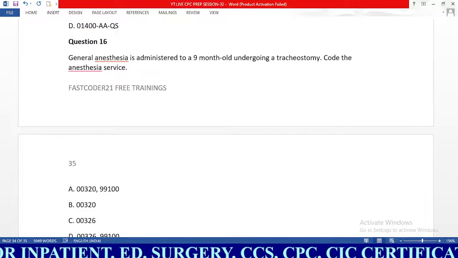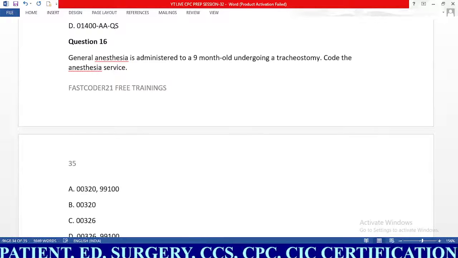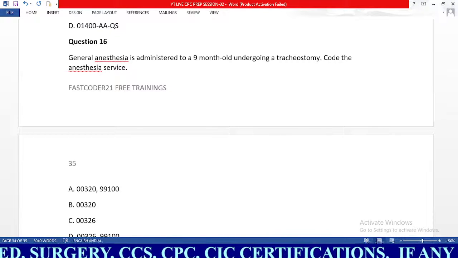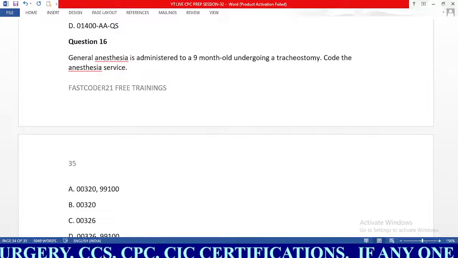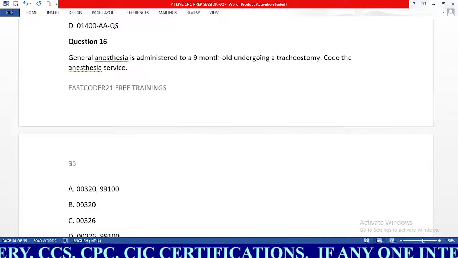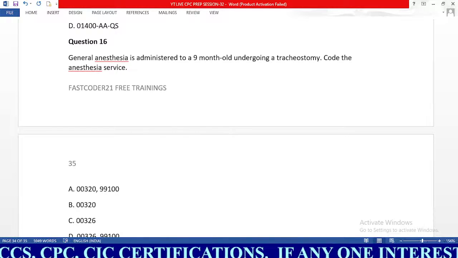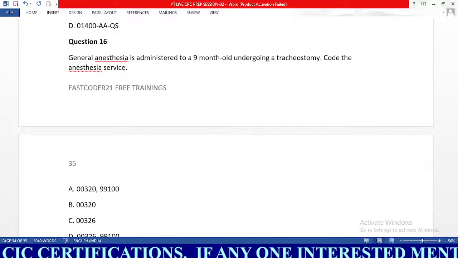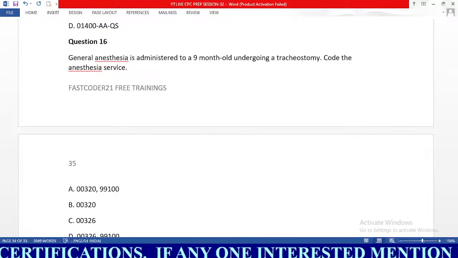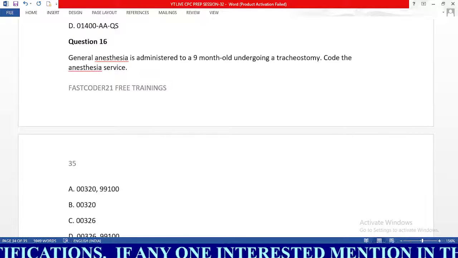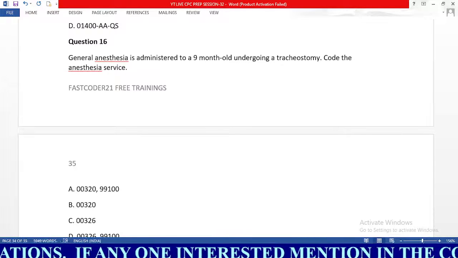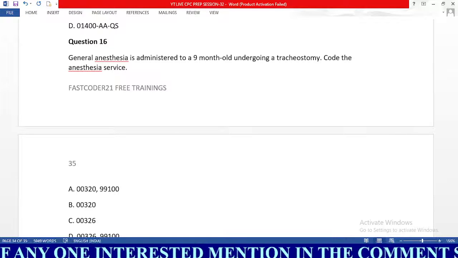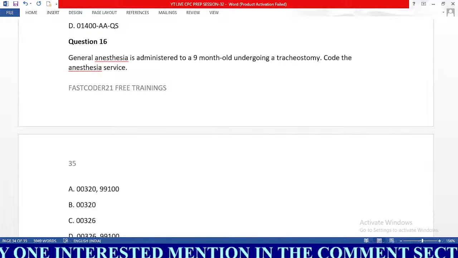So it is like the second time the physician is performing that procedure. 53660 is for the first time, initial. 53661 is for the second time, the same procedure performed by the physician. That's very simple. So initial means first time, subsequent means next time, second time.